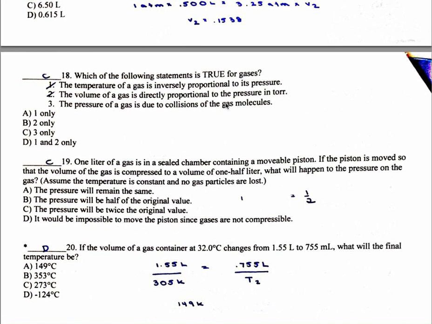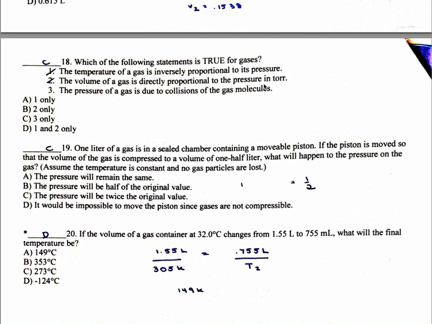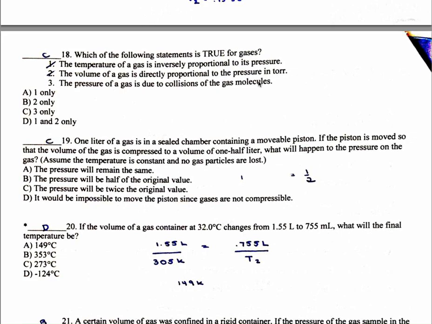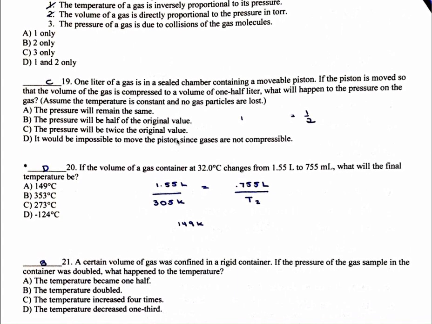Which of the following is true for gases? The temperature of a gas is inversely proportional to its pressure. That is false. They're directly related, and that's what Gay-Lussac's law tells you. The volume of a gas is directly proportional to the pressure in torr. That is false. Based on Boyle's law, pressure and volume are inversely related. And the pressure of a gas is due to collisions of gas molecules. That is true. Okay, so 3 is the only one.